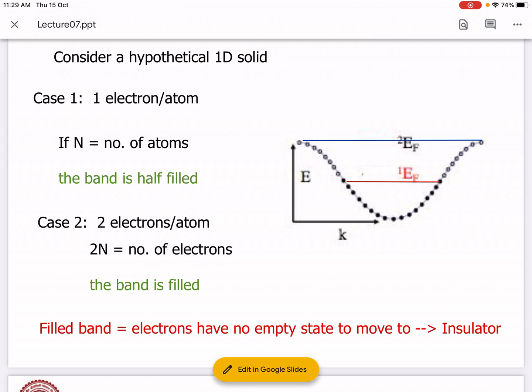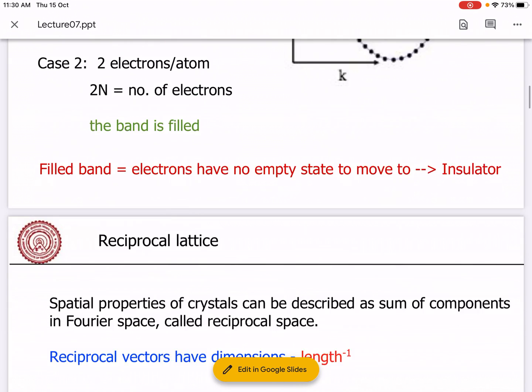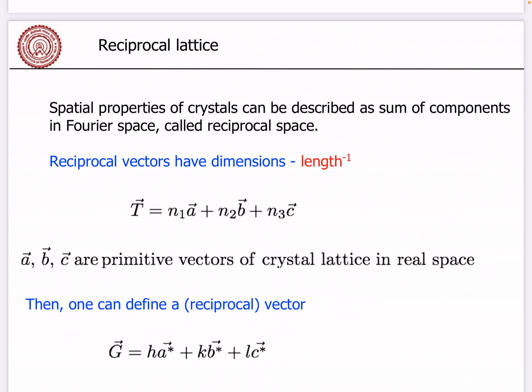Now let us consider 2 electrons per atom, right? What happens if an atom has 2 valence electrons? If there are again n number of atoms, then the total number of electrons is 2n, and therefore the band would be completely filled, right? And beyond this band there is a forbidden gap. So if these electrons experience some electric field, they can't move to a higher energy state, because they don't have any state there. There's a forbidden energy gap, and therefore they don't conduct. So in this one-dimensional case, solids with divalent atoms would be insulators. Filled bands mean electrons do not have any states to move to, so they are insulators.